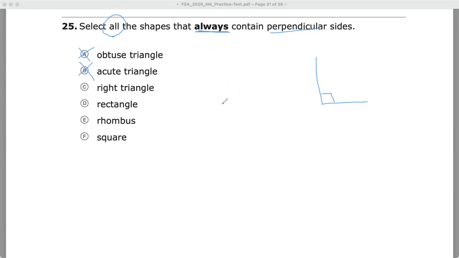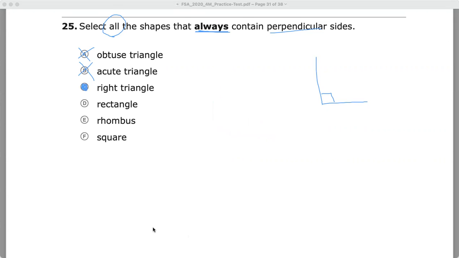A right triangle. A right triangle always has one angle that is 90 degrees. So this is always true, as it's right in the name. Well, perpendicular at 90 degrees.